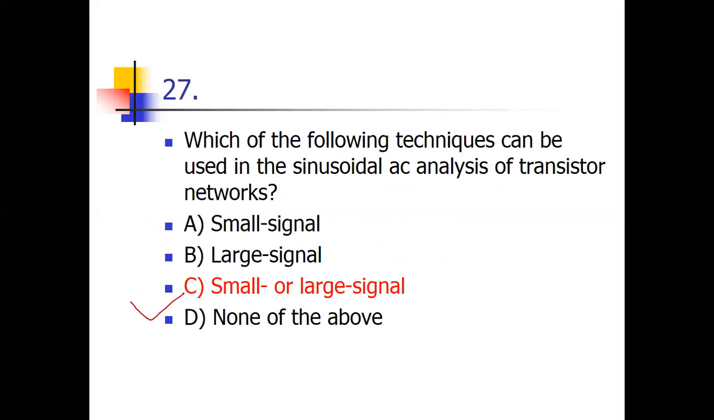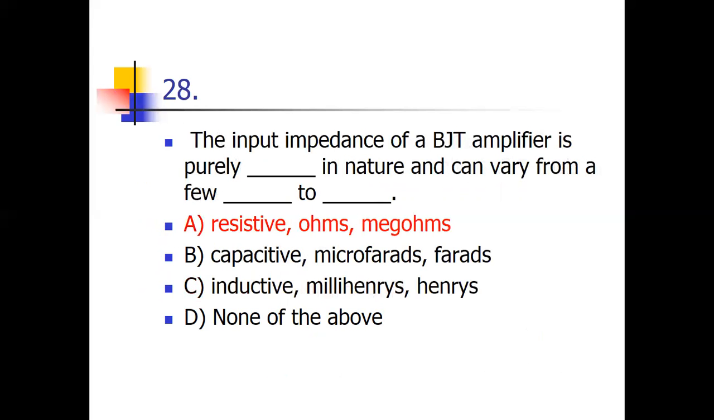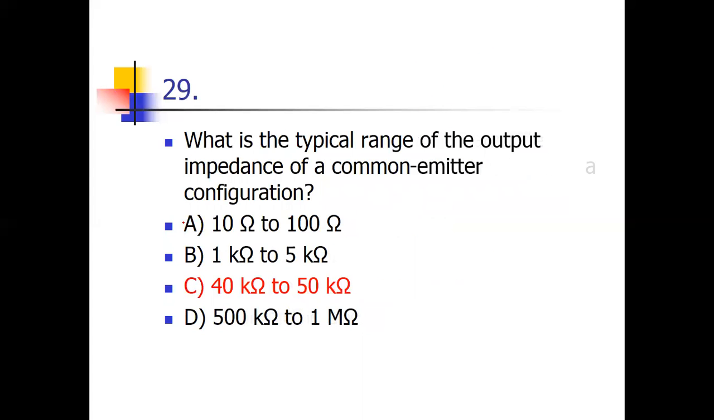Remember, the input impedance of a BJT amplifier. Impedance means V by I, or it can also be written as resistance. So input impedance is purely resistive in nature, and it can vary from ohms to megaohms, from low to high. What is the typical range of output impedance of common emitter? It ranges from 40 kilo ohm to 50 kilo ohm.